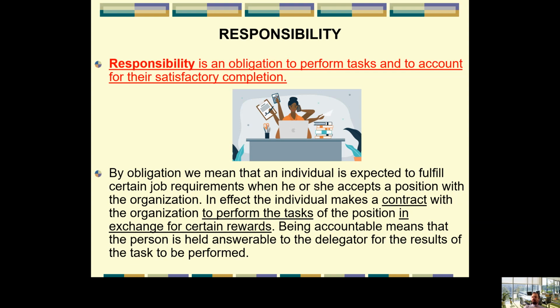Okay, it is a mistake to say that a manager delegates responsibility. Yes, he did say you should do this. Nevertheless, he or she is still responsible for these tasks. So a responsibility cannot be delegated.